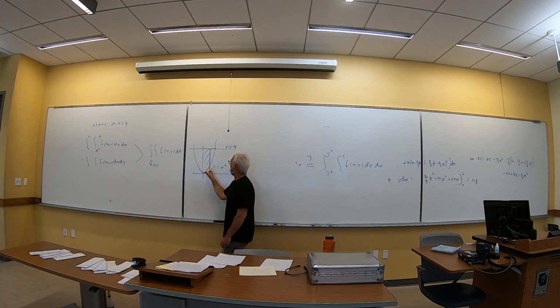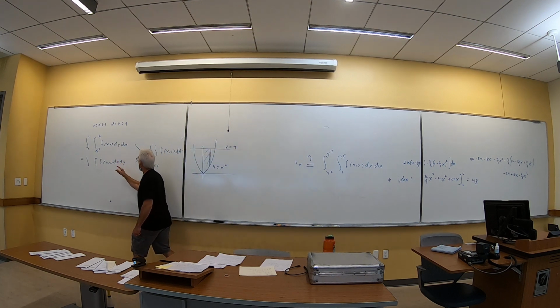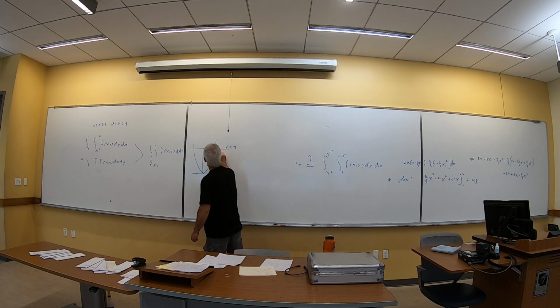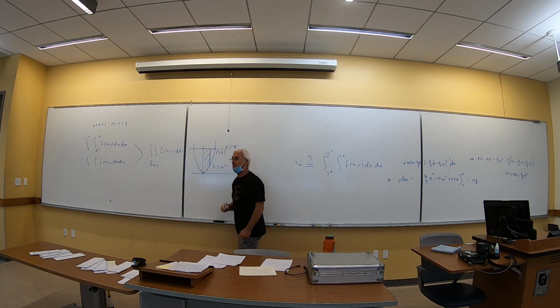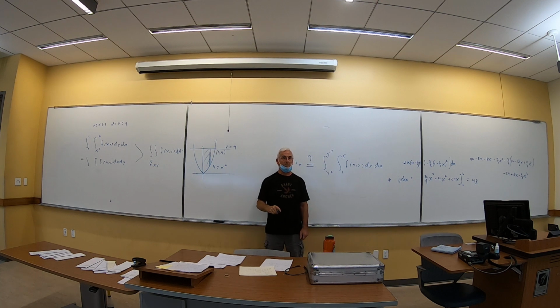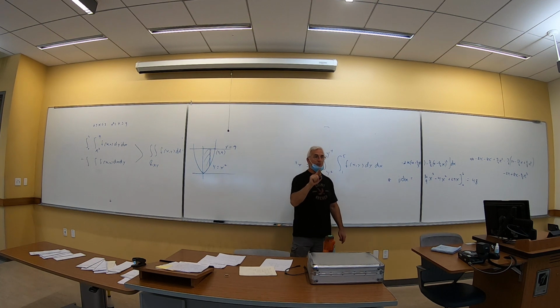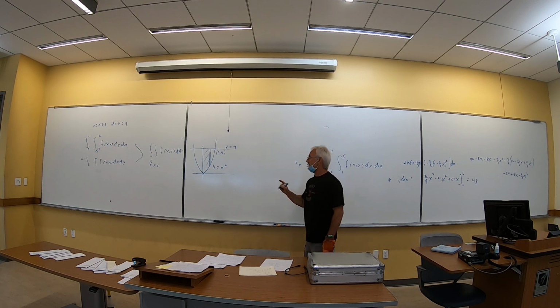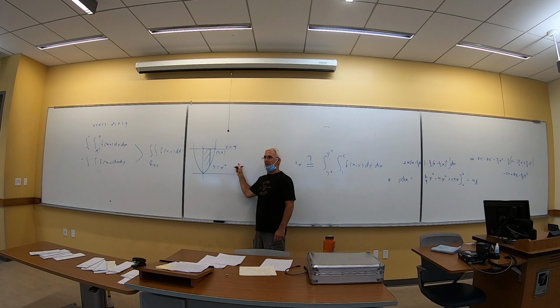Y is going from y equals x squared to y equals 9, and x is going from 0 to 3, because that point would be (3, 9), would it not? Everybody cool with that? If that agrees, then turning it around should be easy, as long as it's not too complicated a region.